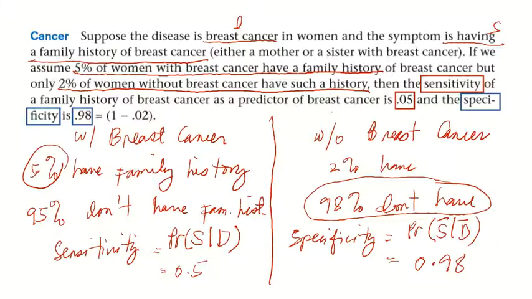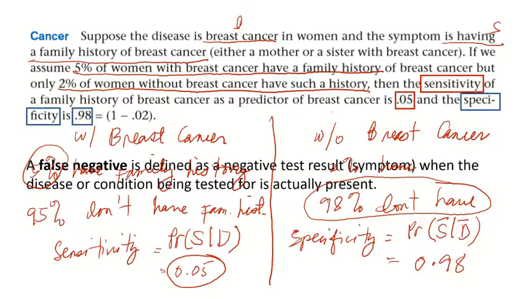Okay, now take note here. This is even lower. This is 0.05. Take note that the sensitivity is very low. Now, because the sensitivity is very low, you cannot always rely on family history to tell if a woman will have breast cancer or not. Okay?